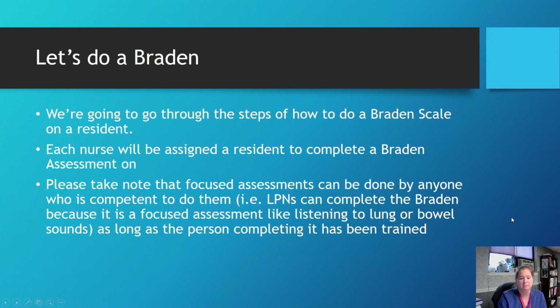And now we're going to do a Braden. Each nurse is going to be assigned a resident to complete a Braden on when we do our skills check, and I will post when we're going to do that soon. We're not all going to get together in a group. It's going to be very flexible. You'll just come down when you have time, and we'll go through these things, and it'll probably take about half an hour, maybe less.